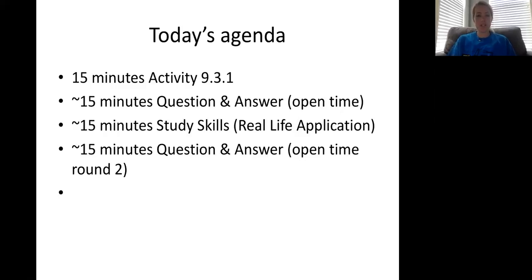So today's agenda, just so you kind of know what we're doing: the first 15 minutes or so, I'm going to talk about the assignment 9.3.1 in Biology Semester 1. Then I'm going to spend about 15 minutes with question and answer. It's open time for you guys to ask me questions. It doesn't necessarily have to be over what we talked about, but if it is, I would love to talk about it with you. Then we're going to spend about 15 minutes talking about study skills and how you can relate real life application into that. And then 15 minutes of question and answer time, round 2, again, for any questions that you may still have after that.